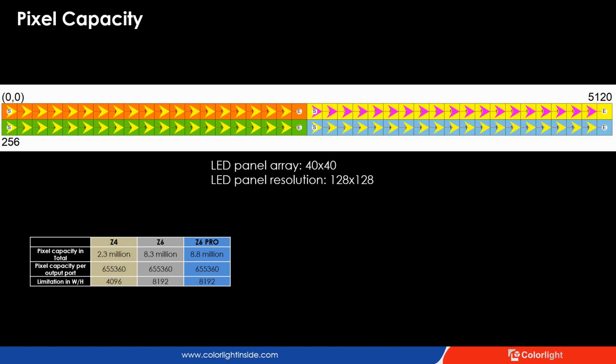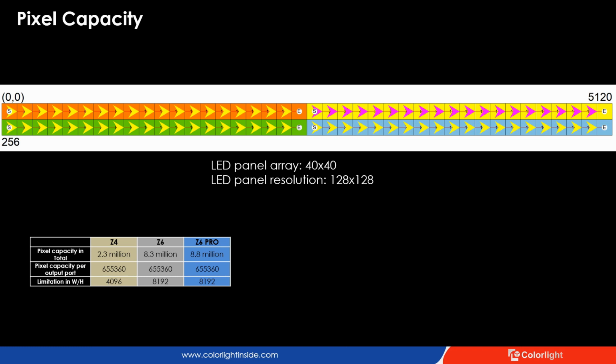In this example, we've got a 40 by 40 panel wall. Each LED panel resolution is 128 by 128. We're using 4 ports on the Z4. Each string from a single output port has 20 LED panels. The question is, can a single Z4 processor drive this wall?